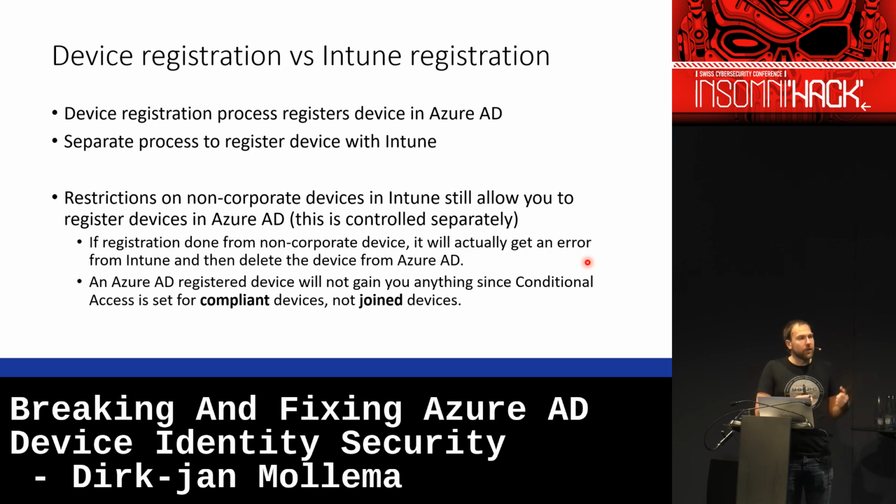But that's not how it works under the hood. It's two different registration requests. Even if you block non-corporate devices in Intune, you could still register or join the device in Azure AD, because this is controlled separately. If you do this in Windows and it sees an error, so it's not allowed to enroll the device in Intune, then it will automatically roll back the Azure AD registration as well. But if you do it yourself, you can do those separately, and you can still register or join a device even if you're not allowed to enroll it in Intune.